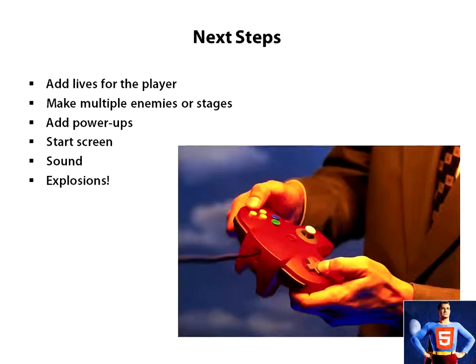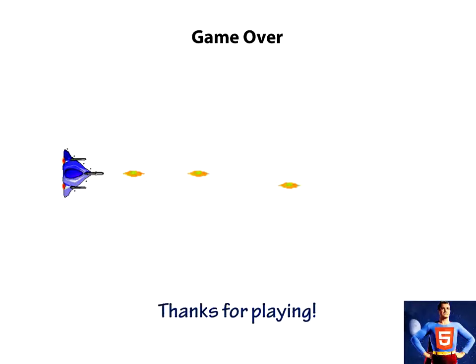A start screen. We didn't implement a start screen, but most games have some kind of start screen. They don't just immediately start up. And then you could implement sound. We haven't covered this, but this is really, really easy to do with Quintus and with HTML5. And then finally, explosions. When we kill the enemy, right now they just disappear, but we could add some kind of animation and put an explosion on the screen that would make it look like that enemy exploded.